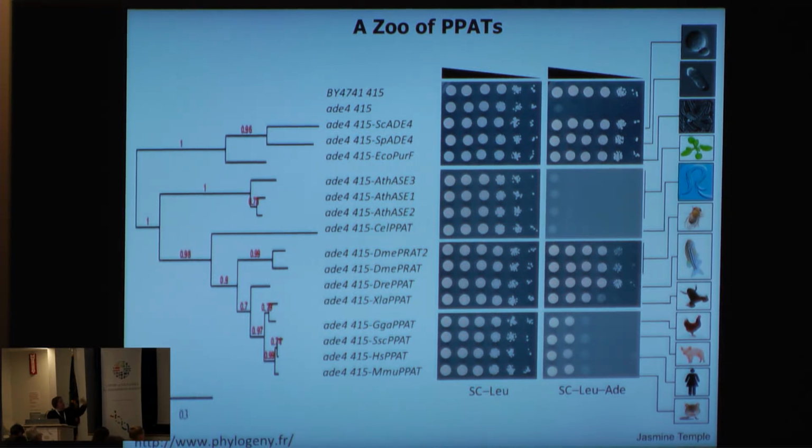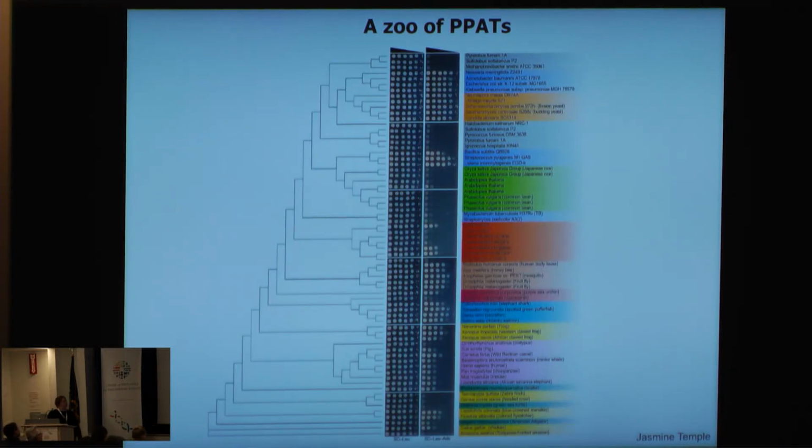And you can see that depending on the lifestyle of the organism, they have the same complementation to AD4. And because Jeff is not satisfied with 20 PPATs, we actually did 70 PPATs from all over the tree of life, and we saw a similar result. You can see that they're still clustering. There are some that are not really having the same pattern, but I'm not going to get into it. But we basically see the same pattern.